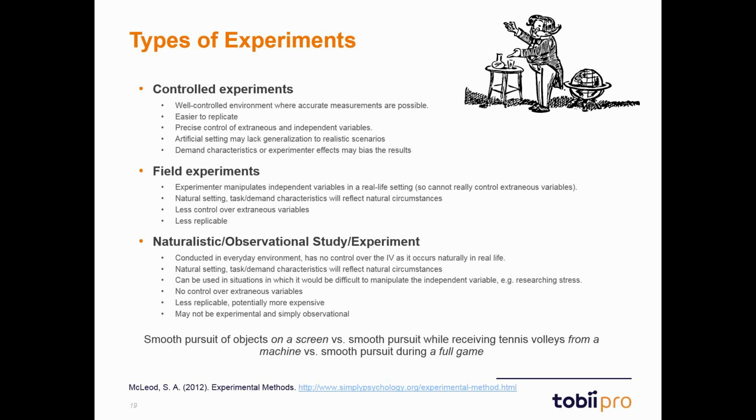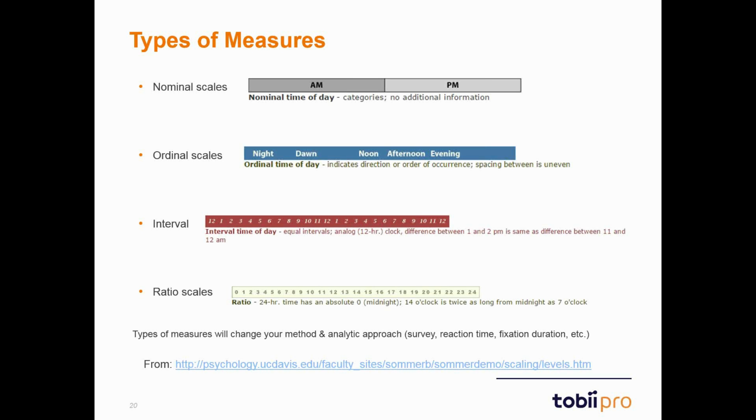So one of these things to go along with the tennis idea that I had before is that you might study smooth pursuit of objects on a screen, and that might teach you one thing. But then, what does it tell you about 3D objects? Well, let's look at smooth pursuit while receiving tennis volleys from a machine. The machine keeps everything constant, and that's very nice. It's more controlled, and maybe now it's a bit more true to life, but that's still not what a real game is like. So then maybe you want to do mobile eye tracking with a person actually playing a full game. And there you won't even have very much control over any of the timing or anything like that. So that's one way to think about these different levels of experiments.